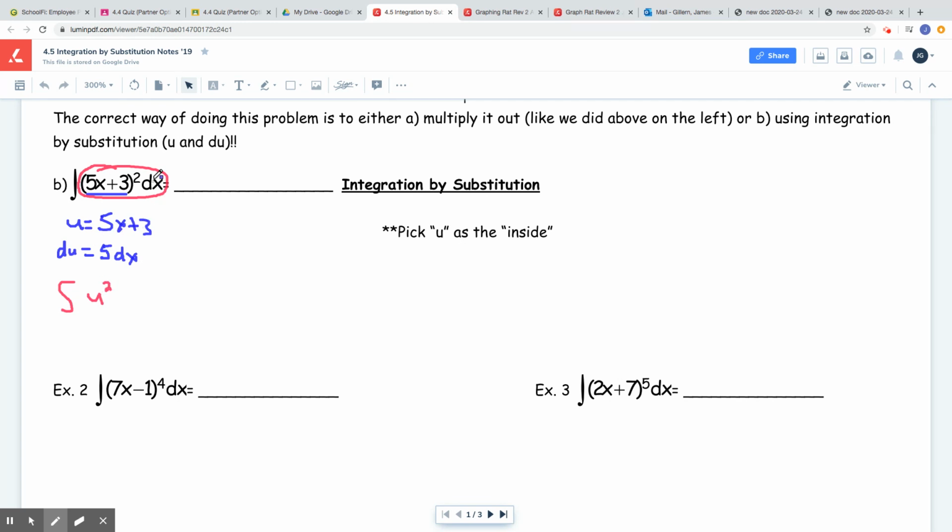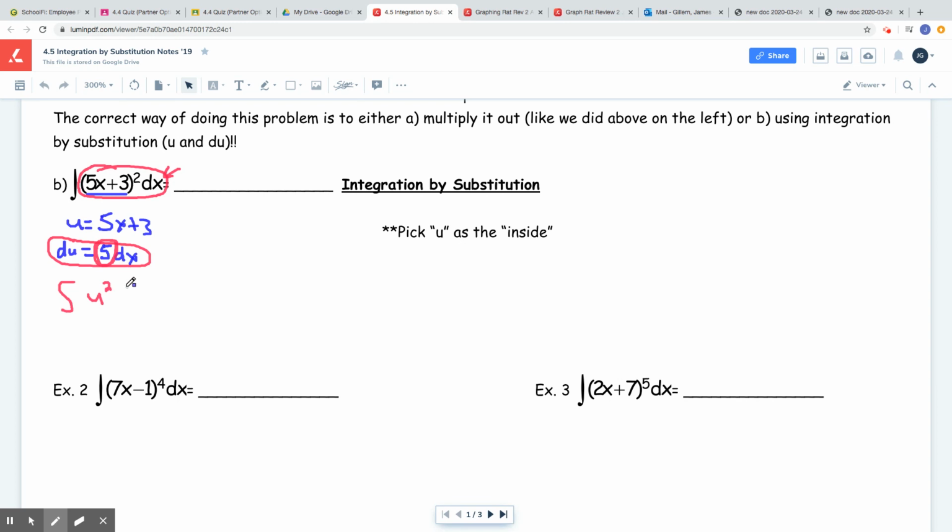Now, dx, I need to have all of this du somewhere. All right, there's my dx. What am I missing? I'm missing a 5. All right, I don't have a 5 in here.